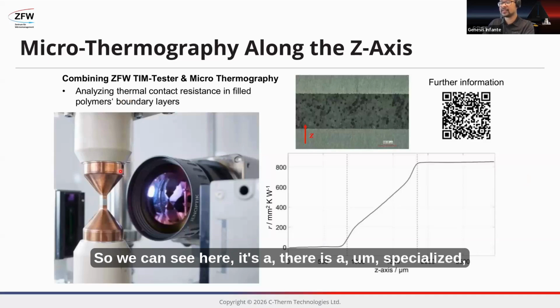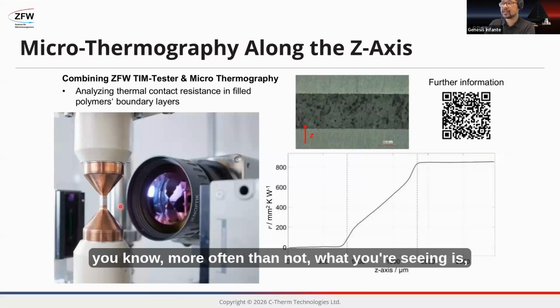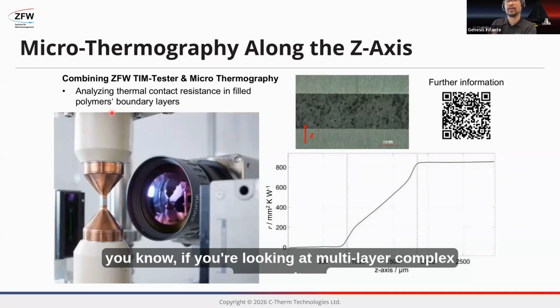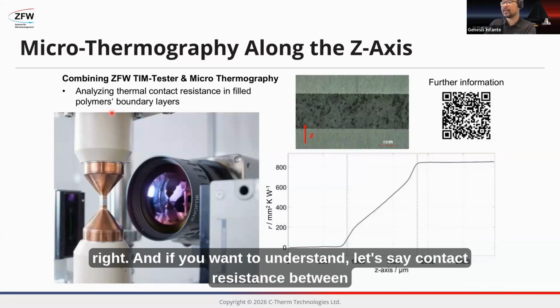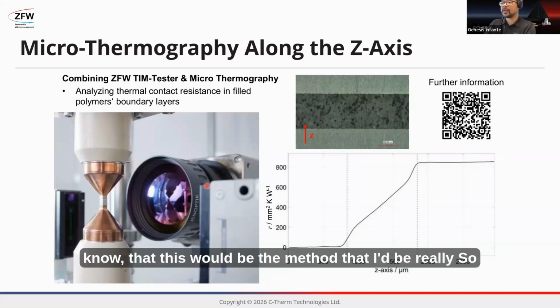So what you can see here, there is a specialized add-on to it, very specifically this high-performing IR camera. What it does is that it images the TIM material, which more often than not, if you're looking at multi-layer complex composites, right? And if you want to understand, let's say, contact resistance between inner layers, this would be the method that I'd be recommending in a sense.